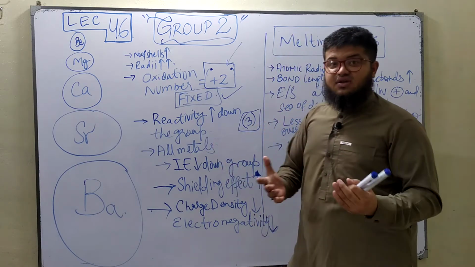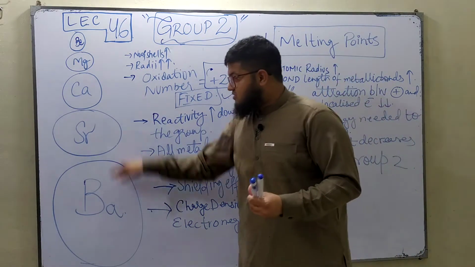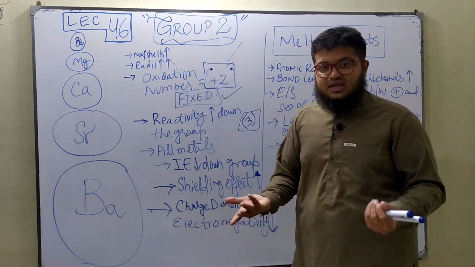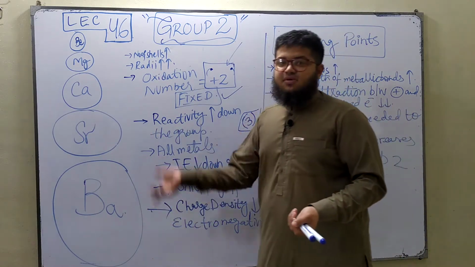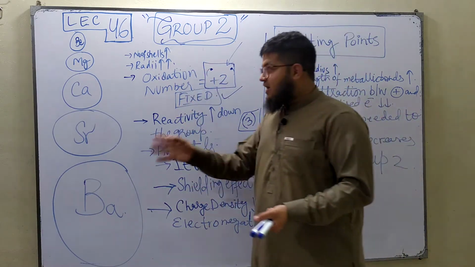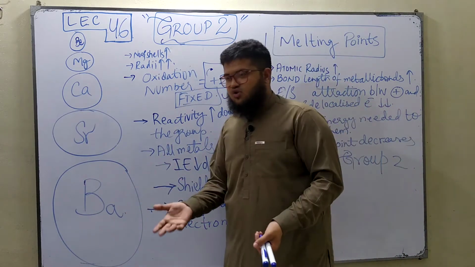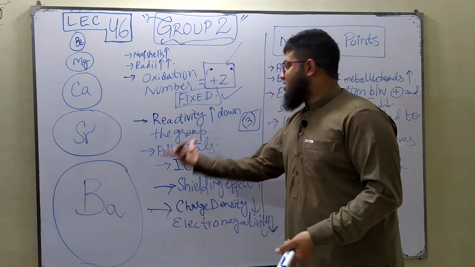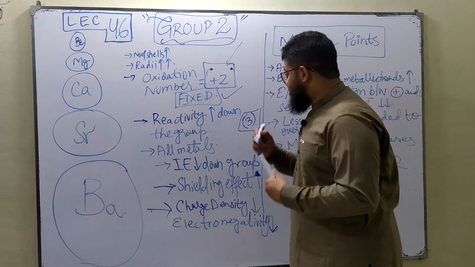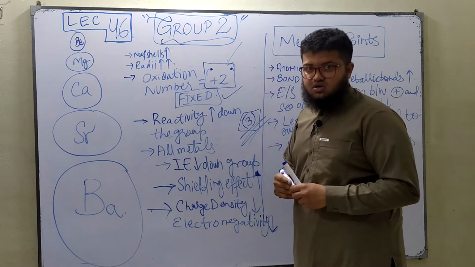what is reactivity? It is the ability for these metals to lose electrons, right? That is reactivity. Only then will they be able to react with other elements, if they are capable of losing electrons readily. So that's the major reason why the reactivity increases, and this question was literally asked for 3 marks.